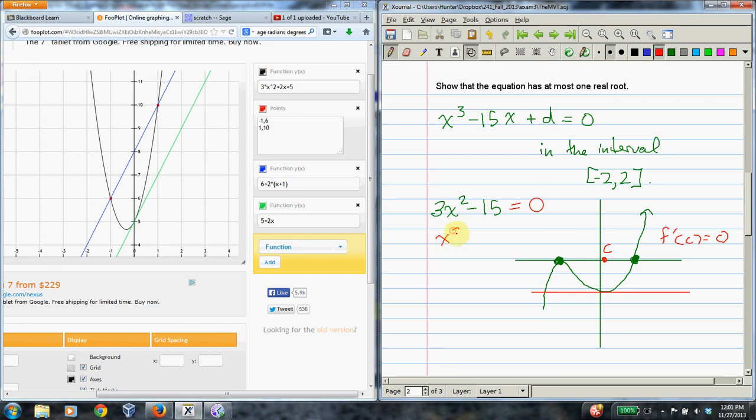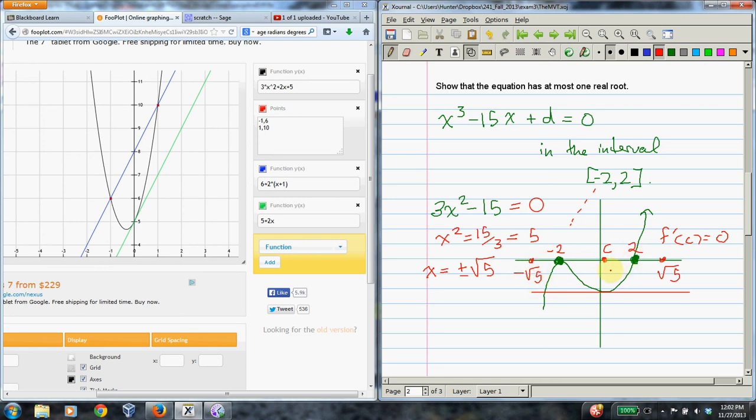We've got x squared is equal to 15 over 3, which is equal to 5, and so this gives x equals plus or minus the square root of 5. And remember, we have actual values here. So this is minus 2, and this is 2. The square root of 5 is bigger in magnitude than 2, because 2 squared is 4. So the square root of 5 is going to be over here, and negative square root of 5 is going to be over here.